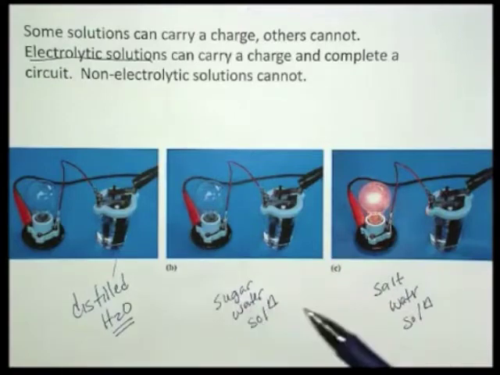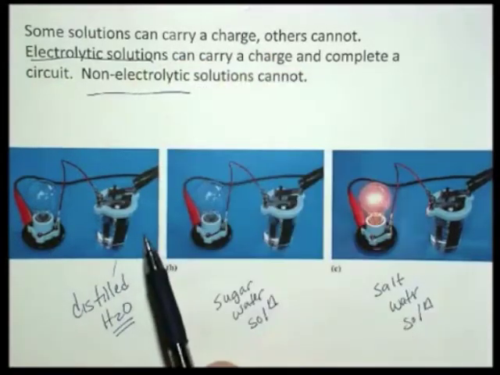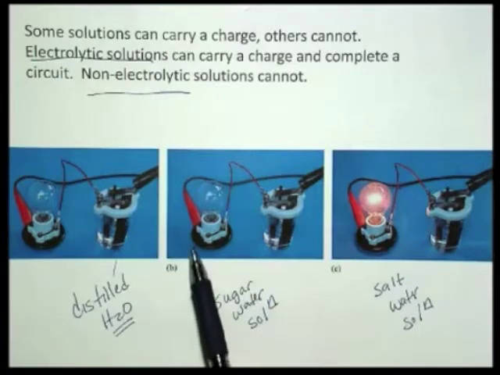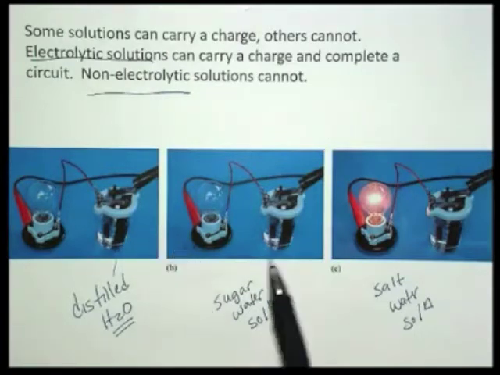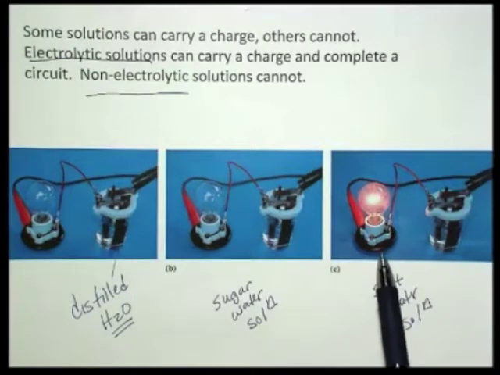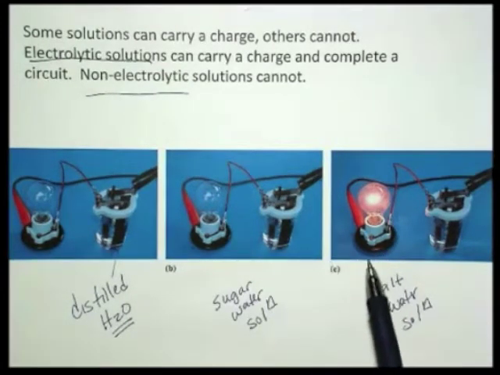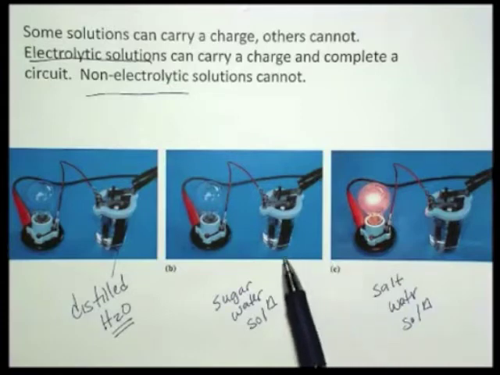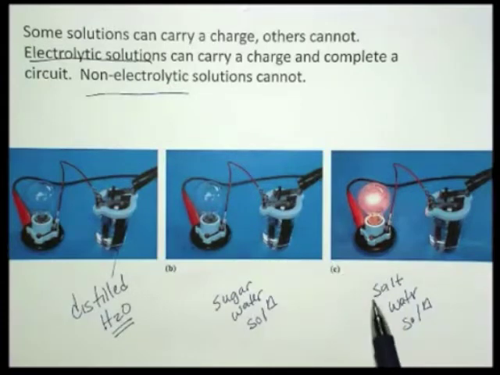And when it can't carry a current or a charge, it's called a non-electrolytic solution. So these two would be non-electrolytic, and this would be an electrolytic solution. All right, so this is telling us that there's something different on the molecular scale going on between when salt dissolves in water versus when sugar dissolves in water.